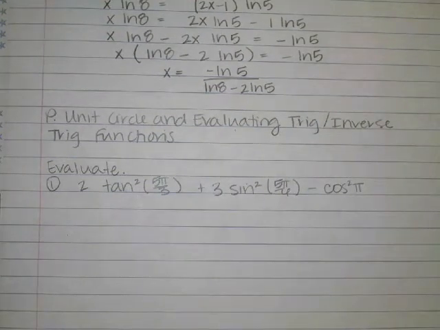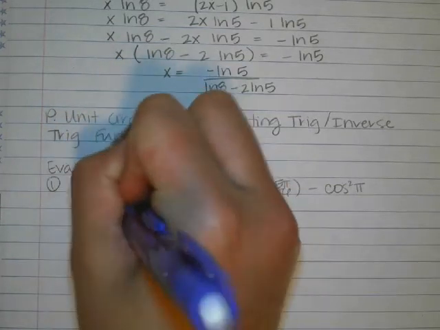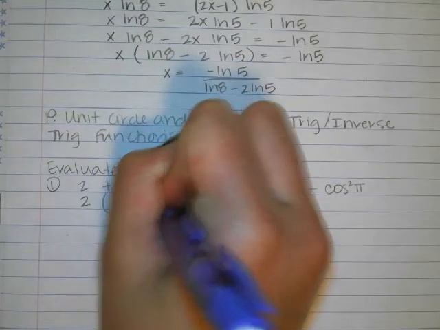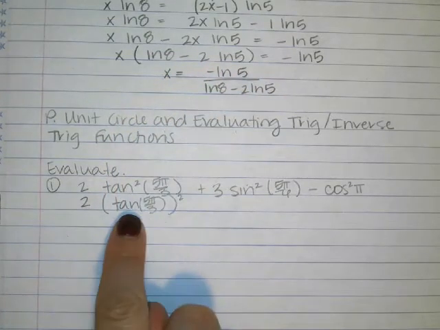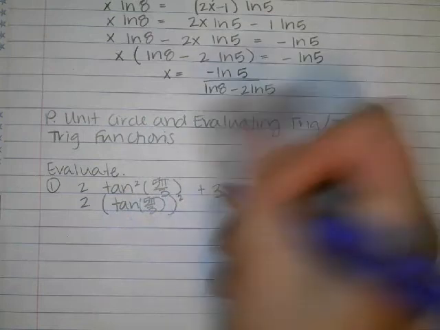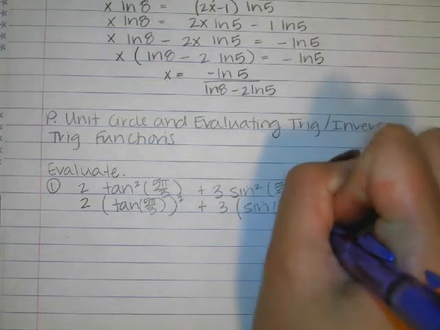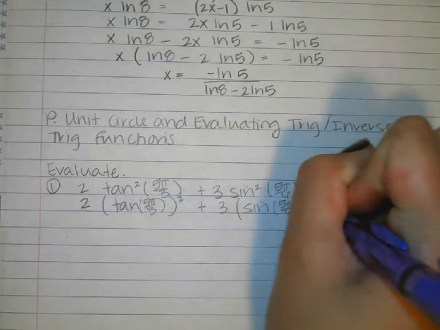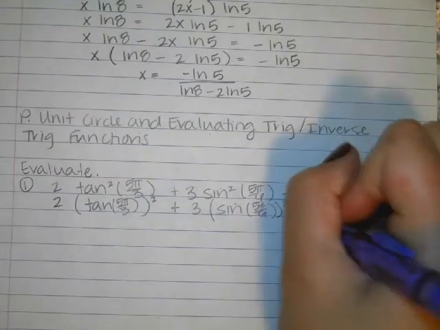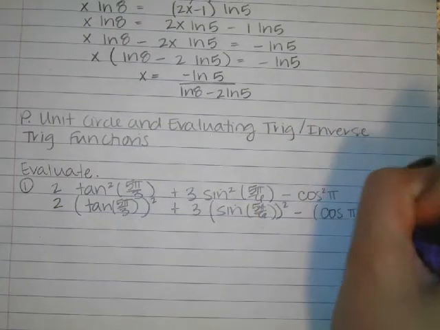So the first thing I would do in this problem is rewrite it, because when it's written as tan squared, it kind of feels like you're squaring the tan itself, which doesn't make sense because tan is kind of like an operation. So I'd be saying division squared, which is weird. So I'm going to rewrite this as 2 times tan of 5 pi thirds, and then once you know what tan of 5 pi thirds is, you're going to square that expression. And then 3 sine of 5 pi 6, squared. And then minus cos pi squared.